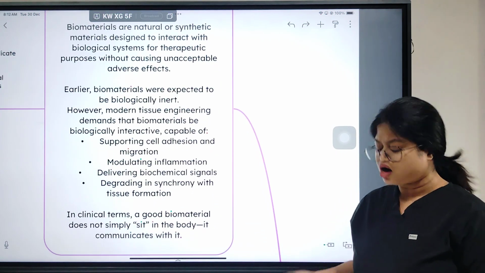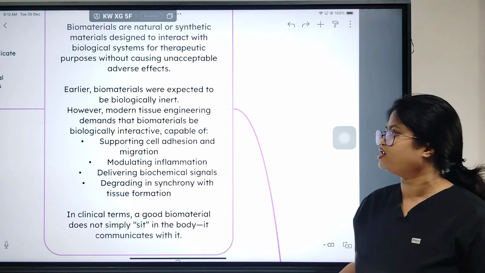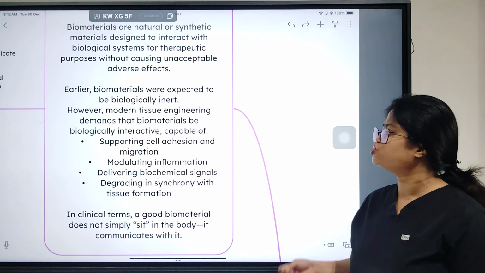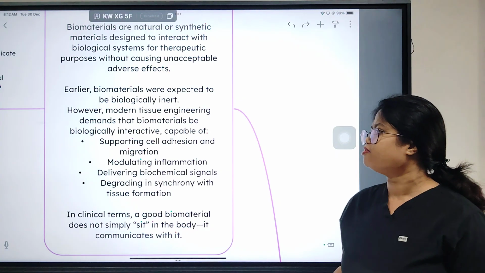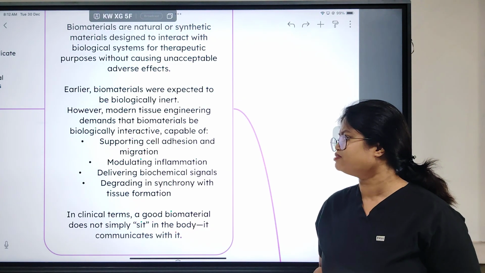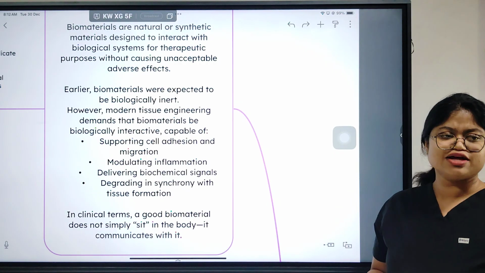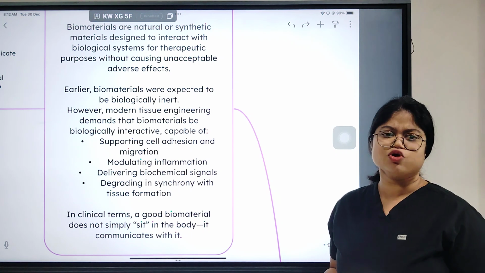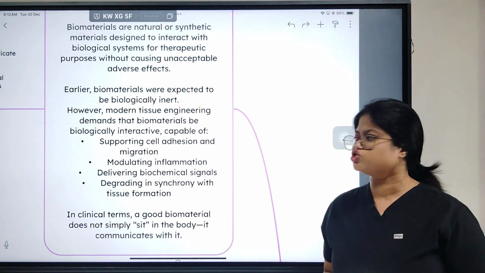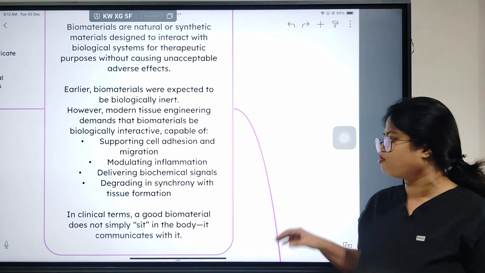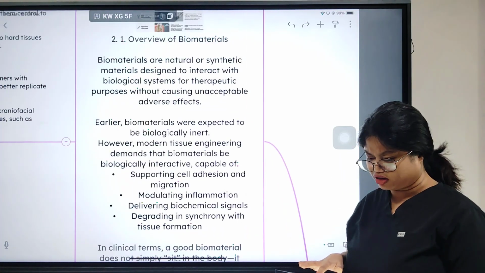These are ADRs. Earlier, the traditional concept was that biomaterials were expected to be biologically inert. However, in modern tissue engineering, biomaterials are made to be biologically interactive, capable of supporting not only cell adhesion and cell migration, but also modulating the inflammatory phases and delivering biochemical signals that will help in oral tissue regeneration as a whole, and degrading in synchronicity with tissue formation. The biomaterials and scaffolds at the point of application should degrade at a particular time so that the delivery can be done in a proper way.